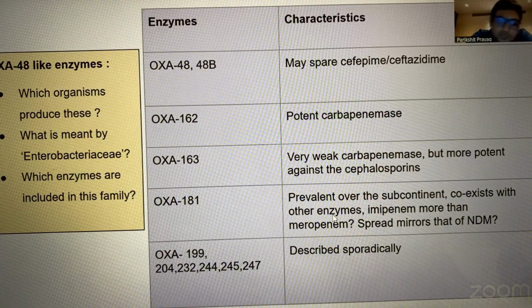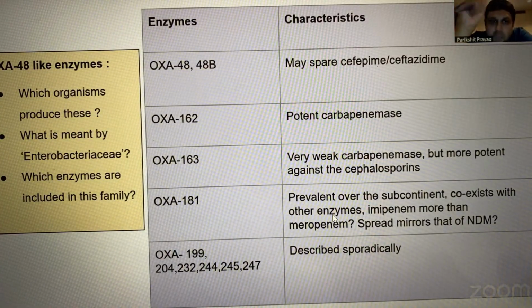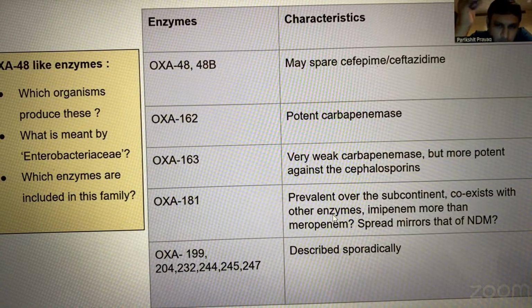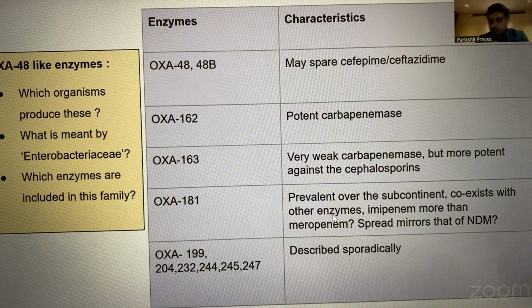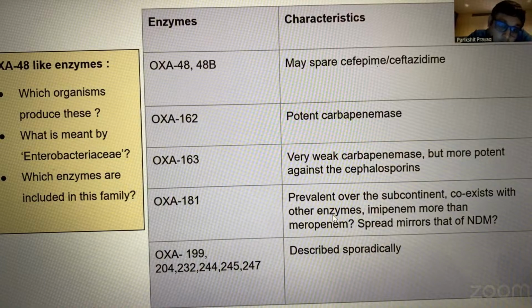So this means that if my sepsis panel or a PCR-based test tells me that OXA48 is present, and this isolate actually turns out to be a cephalosporinase but not a carbapenemase, then it is very likely that OXA163 is present there. So these are different variants of OXA48 which can be seen in clinical practice, and that's why you will see some variations in the phenotypic resistance in the face of OXA48 production.